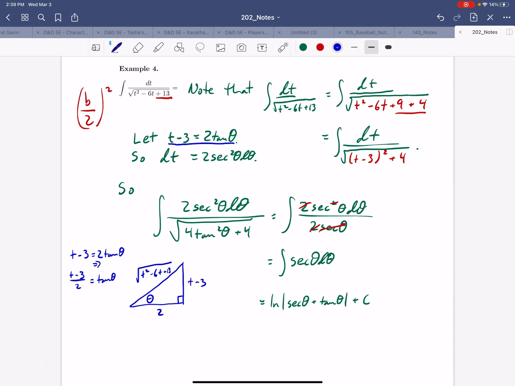Okay? So when we do this out, what's secant going to be? Well, that's hypotenuse over adjacent, all over adjacent, plus, and then tangent of theta. That should be a little more straightforward because we did that.